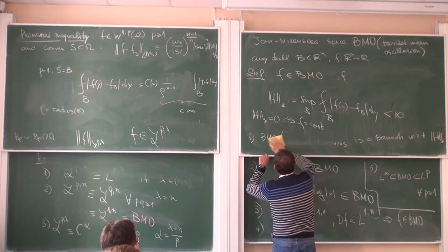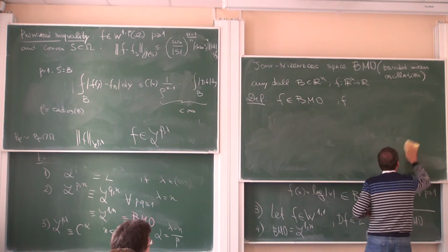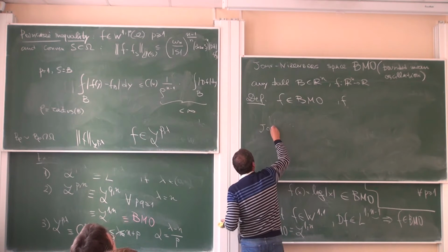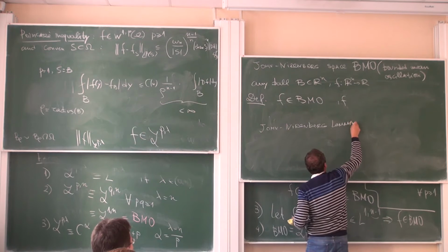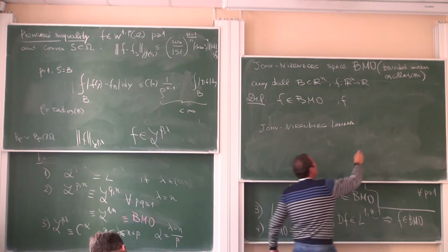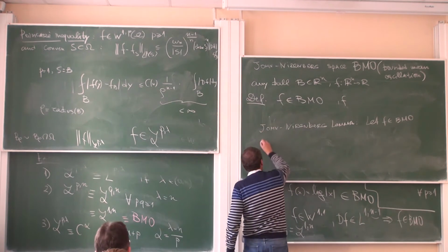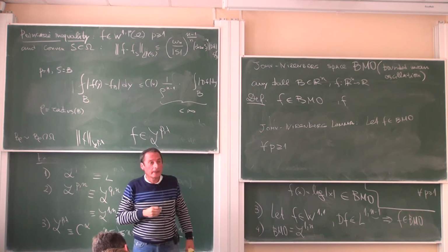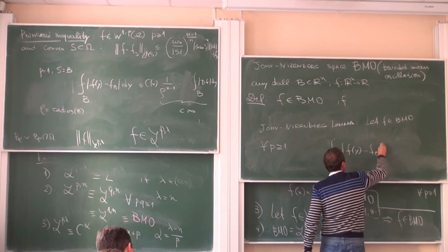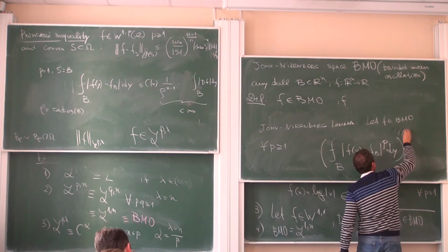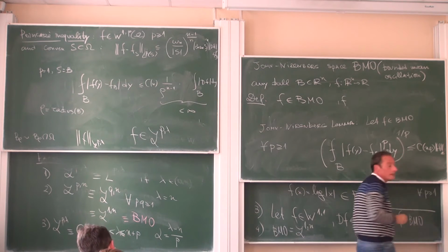This property is a consequence of this result which is known, and I will use it later, which is known as the John-Nirenberg lemma. And it says this one: let f be a BMO function in R^n. Then for each p greater than or equal to 1, you have that the mean integral over B, so the mean oscillation of power p, is less than some constant depending on the space dimension and on p times the BMO semi-norm of f.